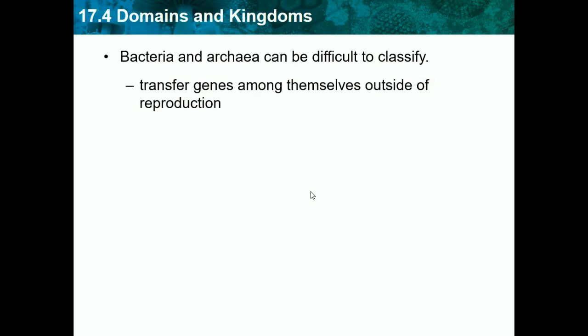So that's the end of chapter 17, which is all about the Linnaean system and taxonomy. Next time we will be doing chapter 18, and chapter 18 will be a little different because it's not going to be the full power notes.